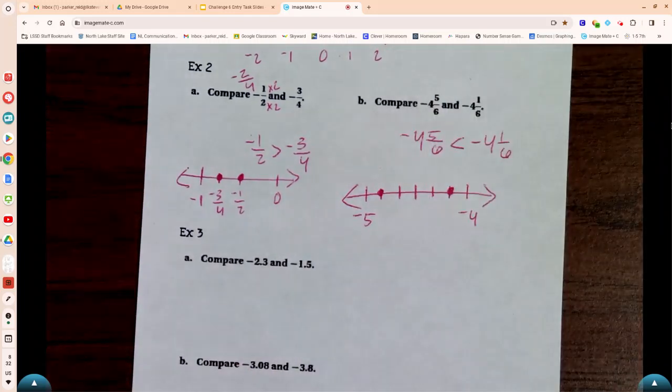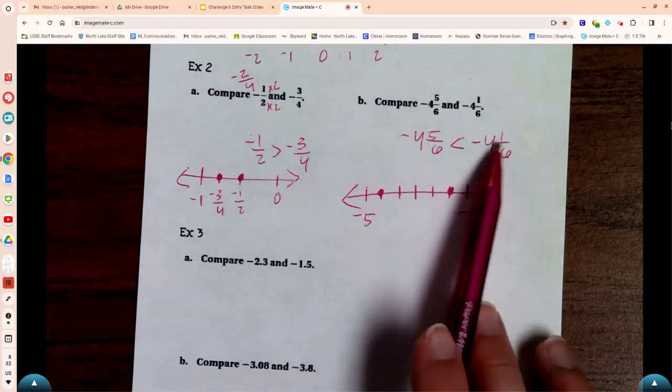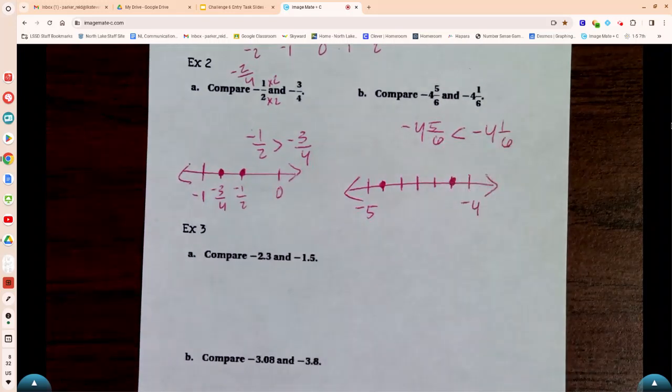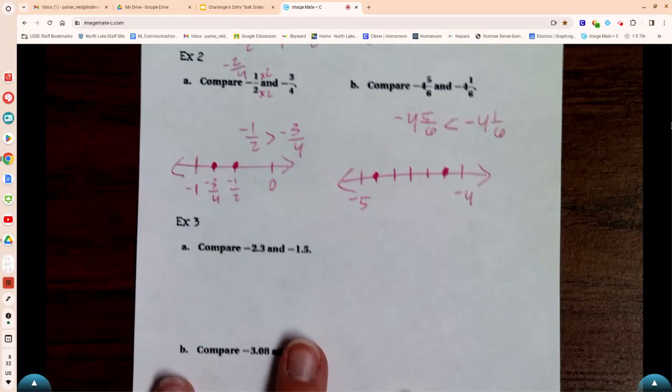This one, you wouldn't necessarily have to show your work for because the denominators are already the same, and a lot of you may already recognize, well, if the whole number component is the same, this fraction is closer to 0 than this one, therefore that's the greater negative number. The other one must be less. Questions about that one? Okay.